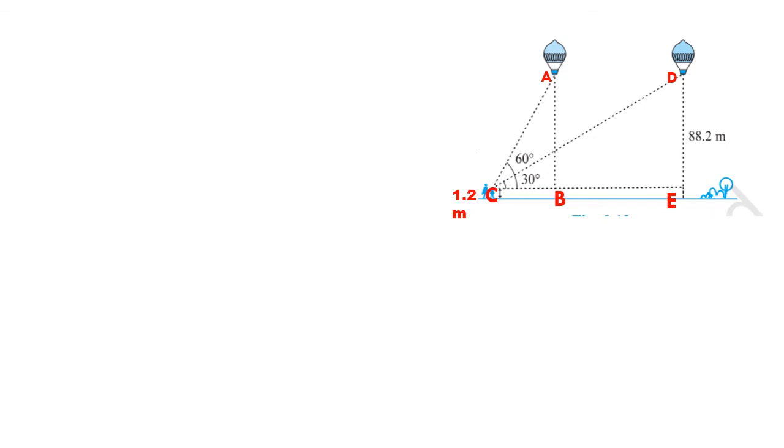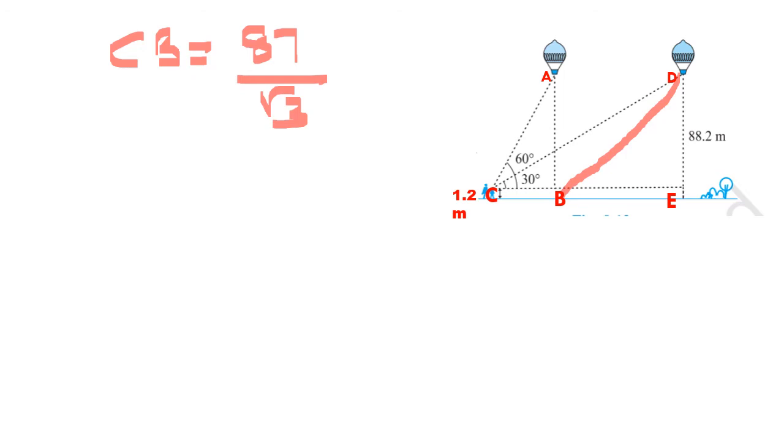Now, we already know that CB is equal to 87 upon root 3. Now, the balloon is moving from position A to position D. So, we need to take the triangle CDE. Be careful that there is no triangle like CBE. There is no such triangle.